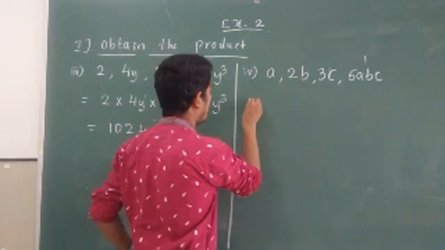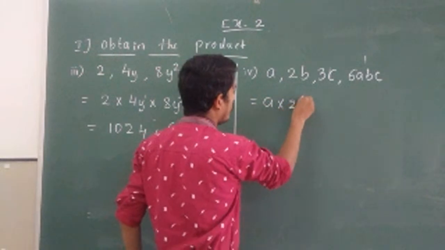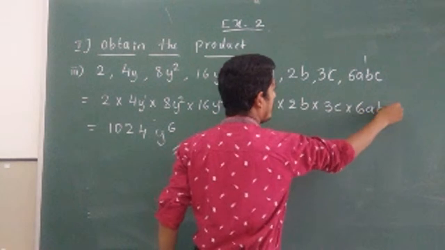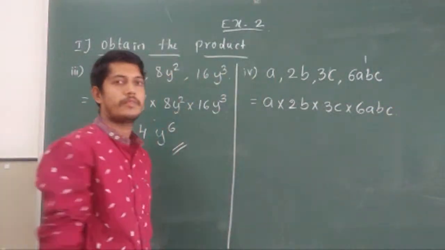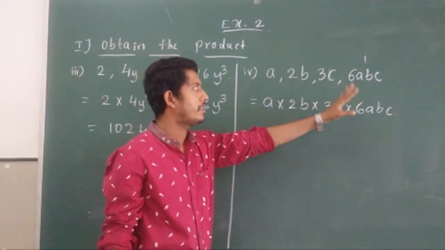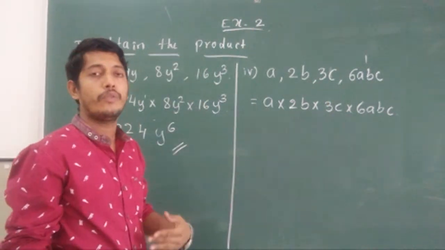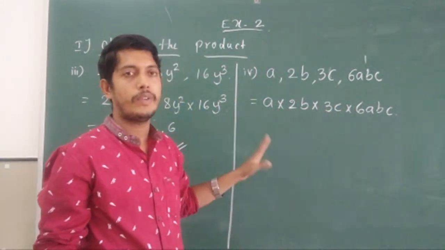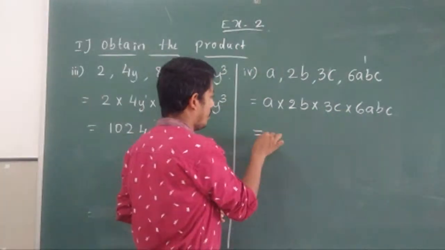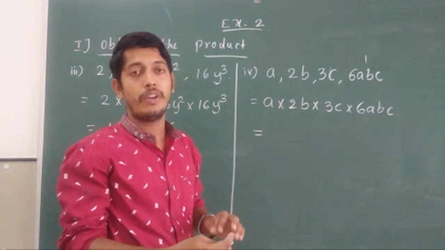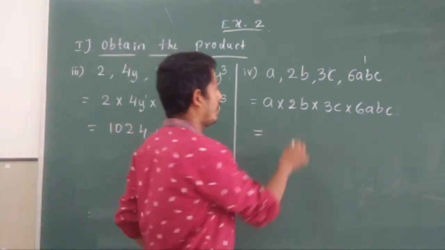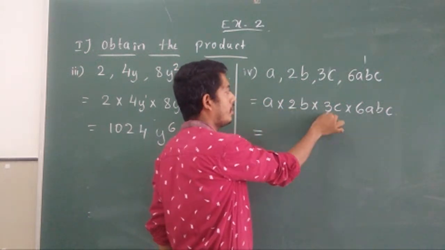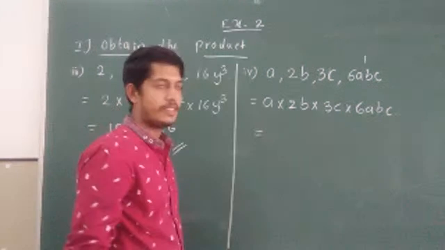Okay, it becomes a into 2b into 3c into 6ab. First, what we will do? We'll multiply the sign. So all the signs are positive. That means the product will also be positive. Then second step, we have to multiply the constants. 2 3s are 6, because here 1 is present. 1 2 is 2, 2 3s are 6, 6 6s are 36.